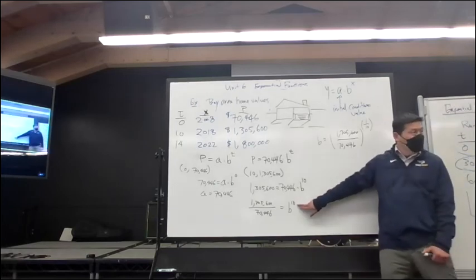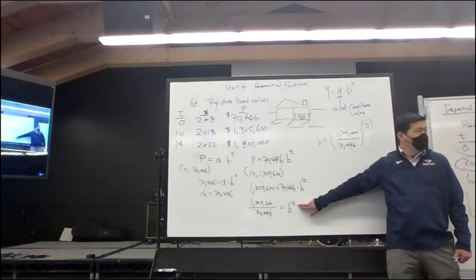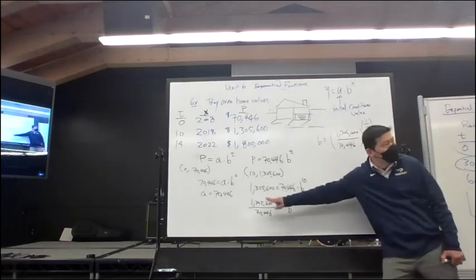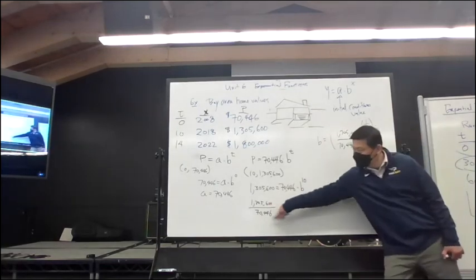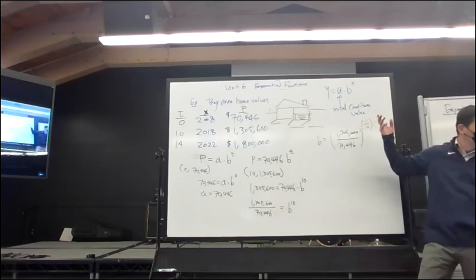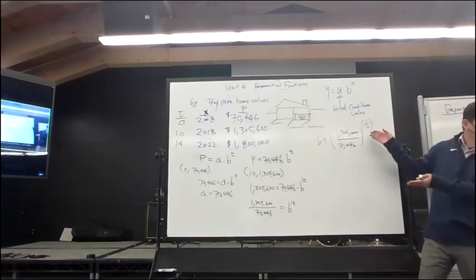This is the 10th power, right? So you want to get rid of the 10th power, you do the 10th root on both sides. That means taking this whole thing to the 10th root. 10th root means it's the power of 1/10. Yeah?